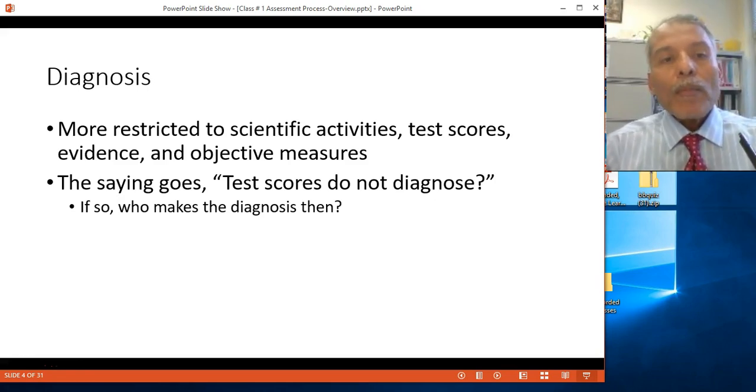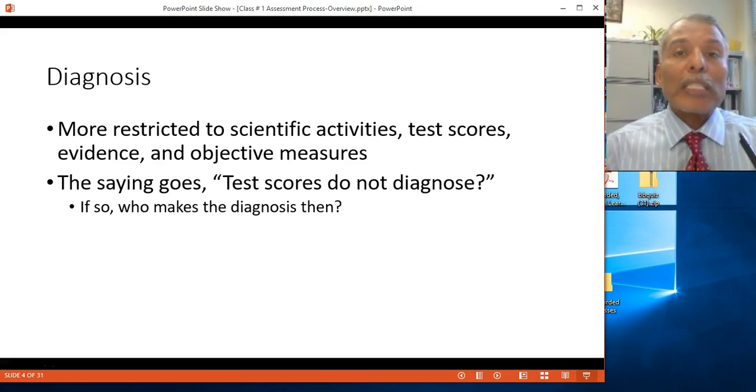So the idea is, test scores are test scores. You cannot use them to give a diagnosis simply by virtue of test scores. Like the developers of the Wechsler tests tell you, tests or test scores do not diagnose, but you as a clinician make the diagnosis.